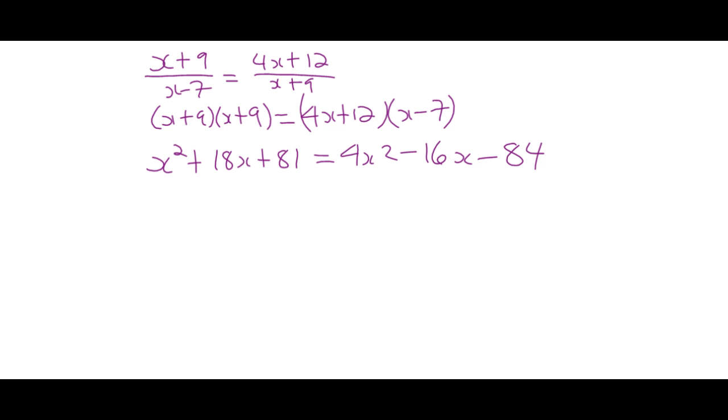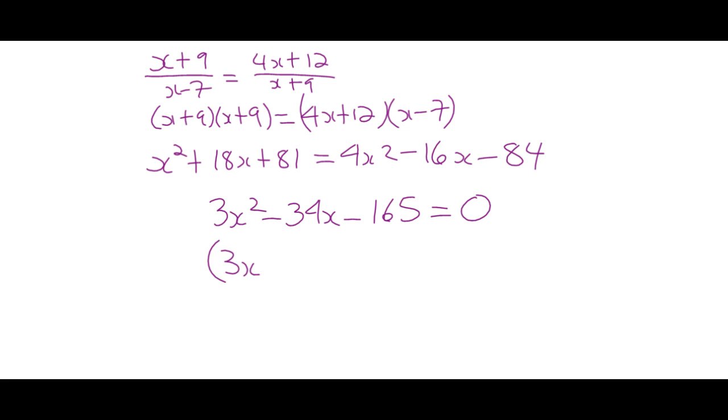Okay, how are we going to solve that? Yeah, so get it all on one side, right? And then solve. So what we're going to do is subtract, so we'll get 3x squared minus 34x minus 165 is equal to 0. This just has to factor, right? It's got to factor.